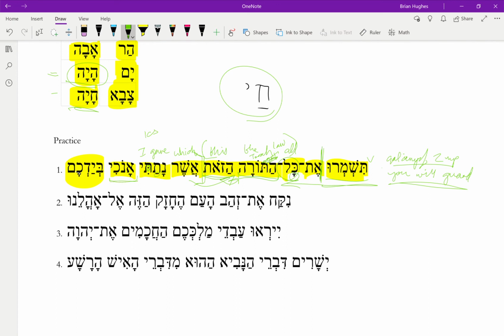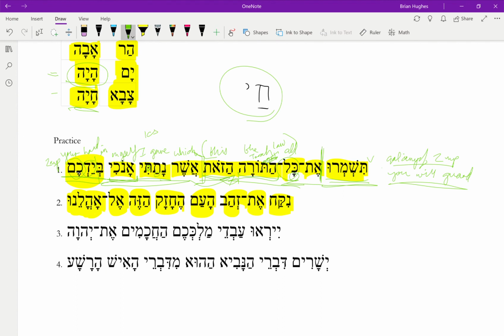And here we actually get some more help. Anochi is that personal pronoun for I. So we're going to make it kind of emphatic. I myself gave. The preposition means in. Yad is hand. Chem is our second masculine plural possessive suffix, your. So in your hand. So this would be, you will guard all of this law which I myself gave you, or gave into your hand. Yeah, great. Number 2: nikach et zehav ha'am hechazak hazeh el ocholenu.